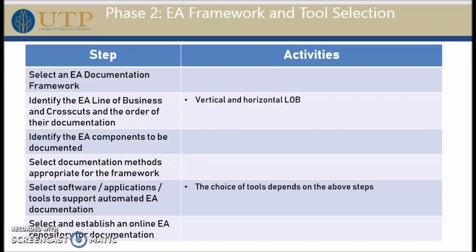As you know that framework is the scope and also the boundary of your EA. Within the framework, you would have components. And components, there are two types, horizontal and also vertical components.